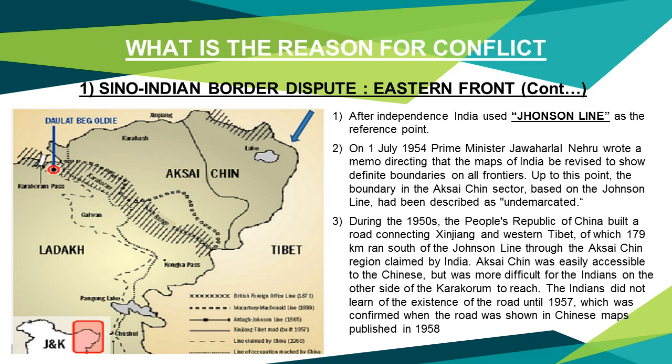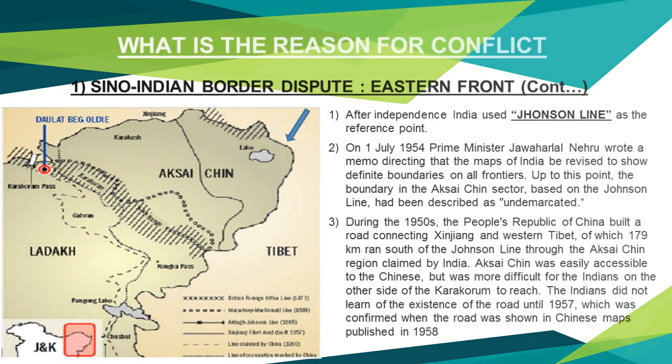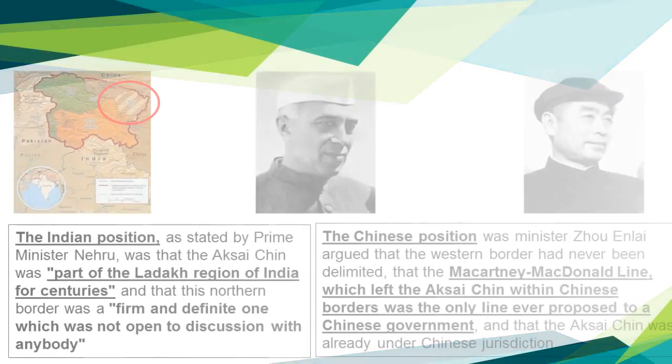During the 1950s, the People's Republic of China built a road connecting Xinjiang and Western Tibet, of which a 179-kilometer stretch ran south of the Johnson Line through the Aksai Chin region claimed by India. Aksai Chin was especially accessible to the Chinese but was more difficult for the Indians on the other side of the Karakoram to reach. The Indians did not learn of the existence of the road until 1957, when it was confirmed as the road was shown in Chinese maps published in 1958.